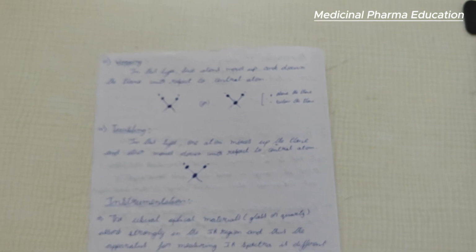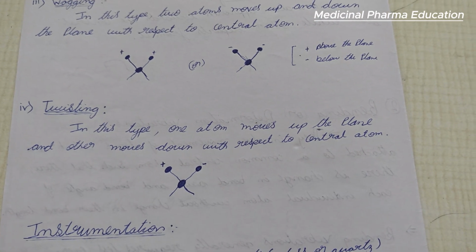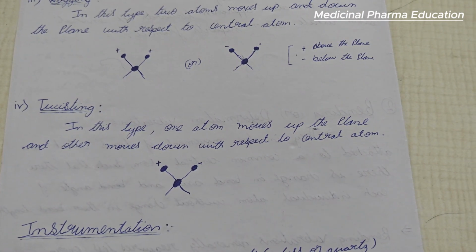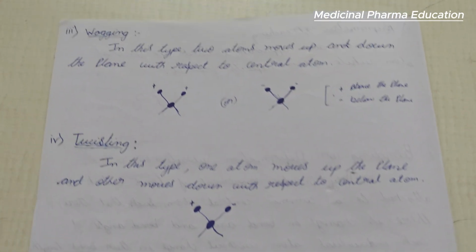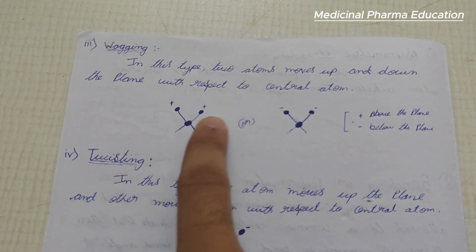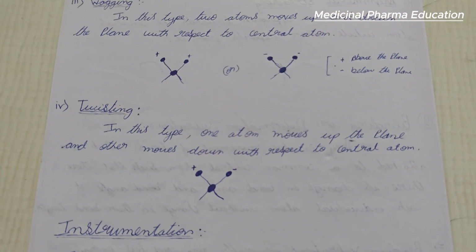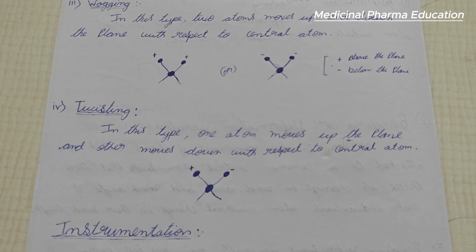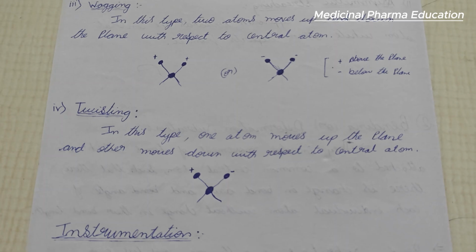I think I've understood. You can just see the diagram and the technique one more time, you can understand better. See, in wagging, what is happening? The two atoms are moving upward. Plus means above the plane. Minus means below the plane. Or twisting means one is moving above and the other is below the plane. I think for today's class, it's enough.